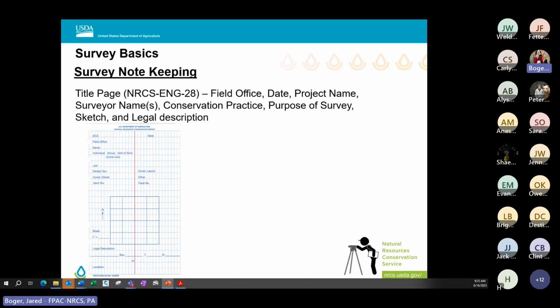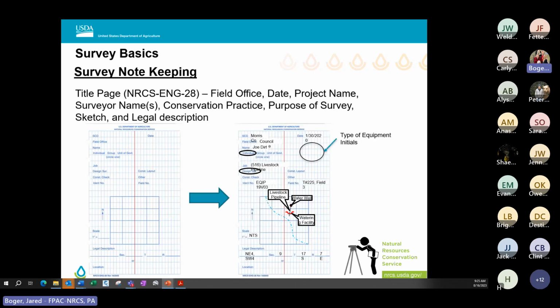Survey note keeping. This is probably one of the most important things when it comes to integrity and legibility. This is where we all start. We're trying to make a picture for something. It's important to fill out these titles, and then also do a diagram of where you're at.